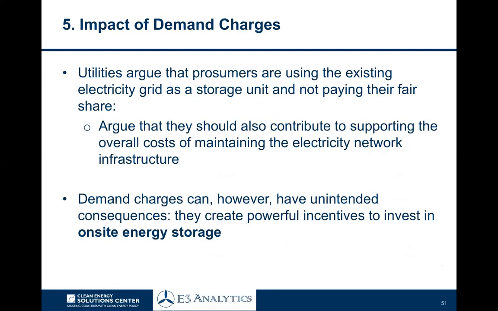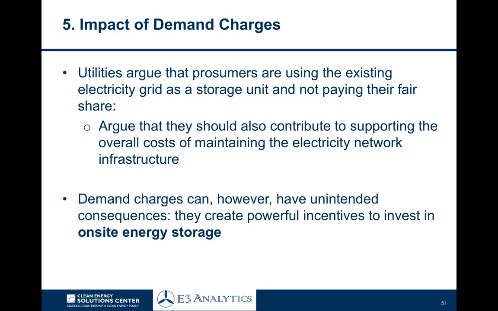Now, utilities argue that customers are using the existing grid as a storage system and are not paying their fair share. They argue that customers should pay more to support overall costs of maintaining the grid infrastructure, and therefore they introduce demand charges so that the entire cost of the system is not recovered purely through volumetric rates, in other words, dollar per kilowatt hour amounts, but that there's a dollar per kilowatt fixed component that you have to pay based on the total peak demand that you've reached in that month.